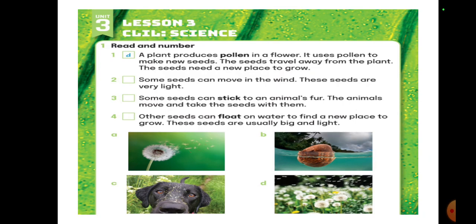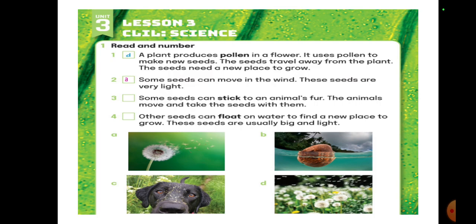Of course, it's picture D, and as you see, we have here some flowers, and the seeds are traveling from one place to another place. Number 2. Some seeds can move in the wind. These seeds are very light. Can you find the picture here? Of course, it's picture A. As you see, we have here some seeds. They are very light and they are traveling in the wind.